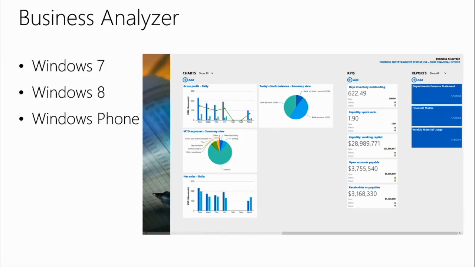Now, the Business Analyzer can run on many different platforms. It runs on Windows 7, which is the previous screenshot I showed you. This is the latest and greatest Windows 8 version. You can see things have been updated to take advantage of the Windows 8 interface. And it can also be run on a Windows Phone as well. So you have many different ways to access your Microsoft Dynamics SL data using the Business Analyzer.